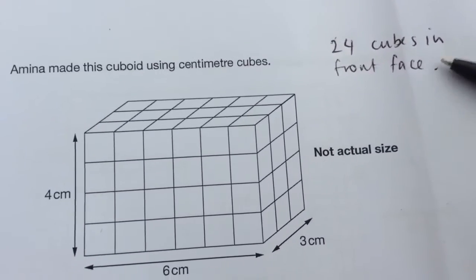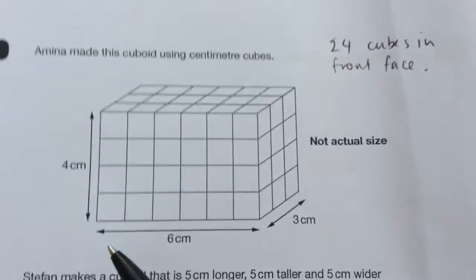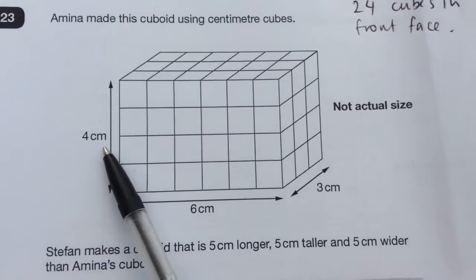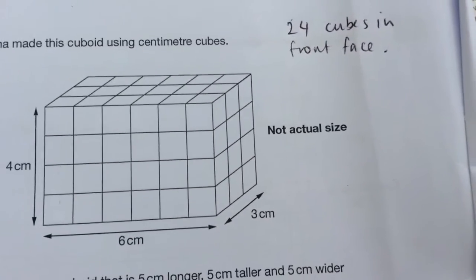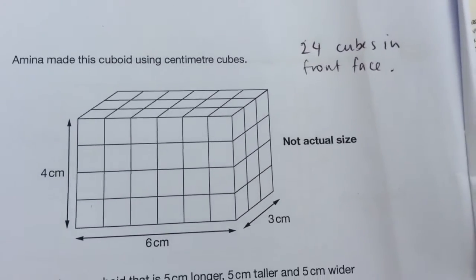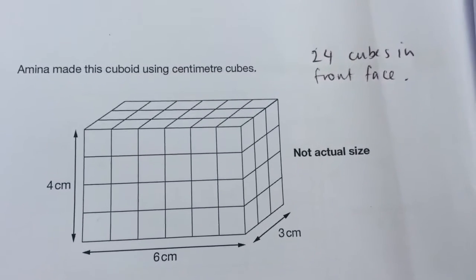4 times 6, 4 lots of 6 is 24. So I could have been much neater rather than counting, just to say, I know that the height here is 4 and the length is 6. 4 times 6 is 24. There are 24 cubes in that front face. Brilliant.